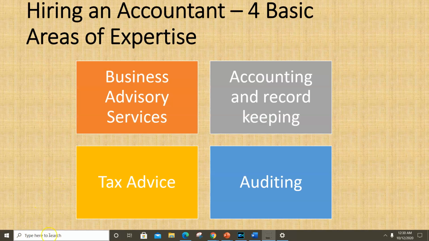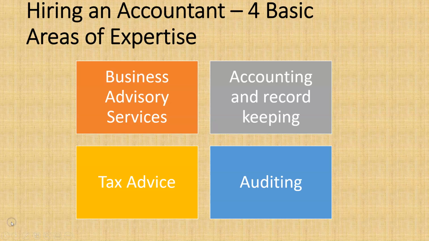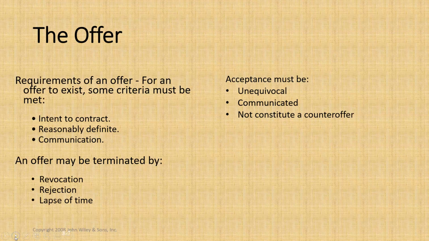Now, as you're hiring an accountant, there are four basic areas of expertise. Certainly, there are the ones you've heard about for business services: accounting and record keeping, which you may also hear called bookkeeping, tax advice or tax planning, and then auditing. These are different types of expertise that you would find in a typical accounting firm, but that could always change depending on what your needs are at various levels of your business.